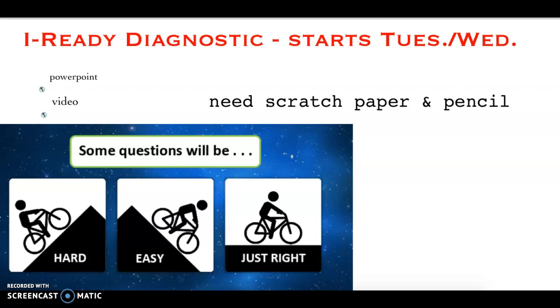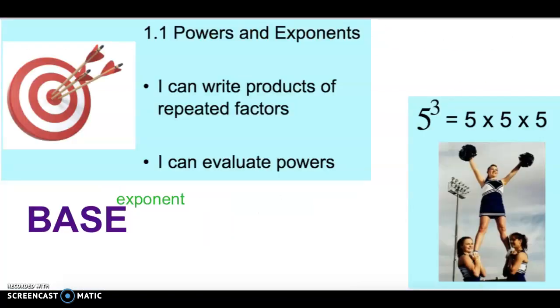the iReady diagnostic. Here is our lesson for today. It's chapter 1.1 in our book, and it's about powers and exponents. Our targets are that I can write products of repeated factors, and I can evaluate powers.